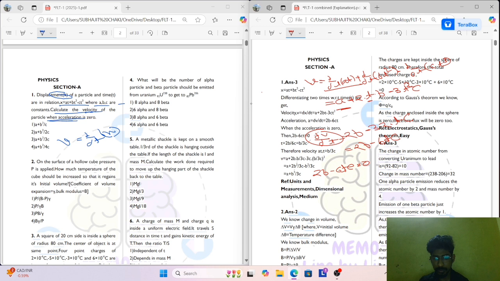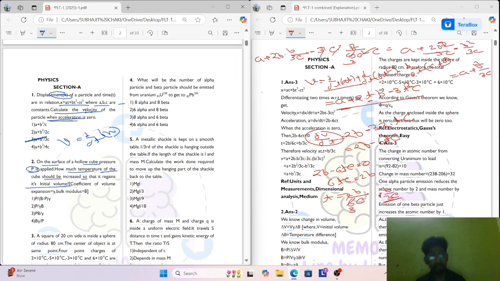Okay, so moving on to the next one. On the surface of a hollow cube, pressure p is applied. How much should the temperature of the cube be increased so that it regains its initial volume? This is a simple question from the thermal properties of matter chapter.